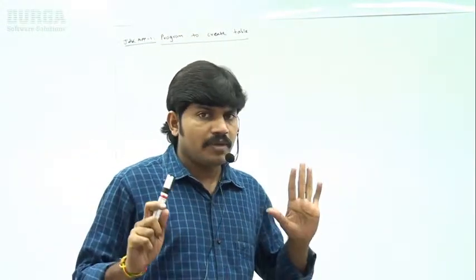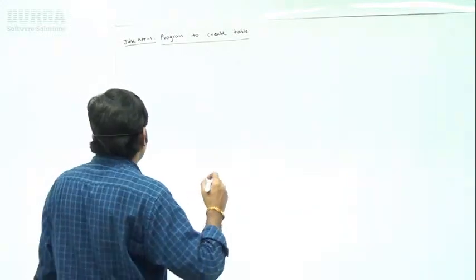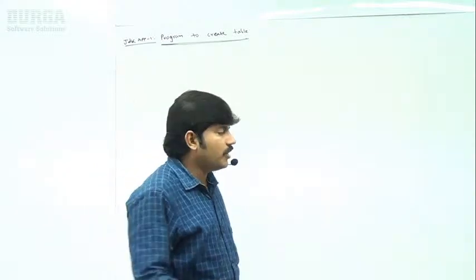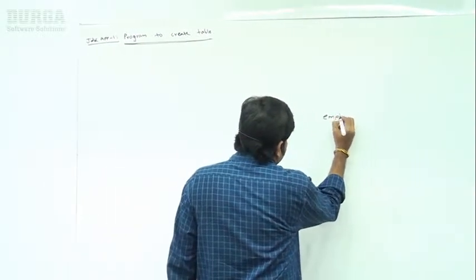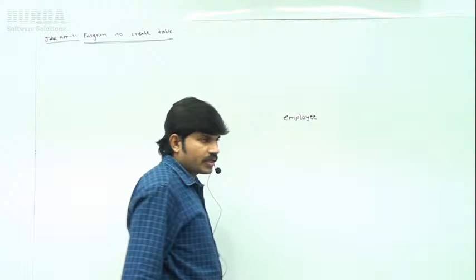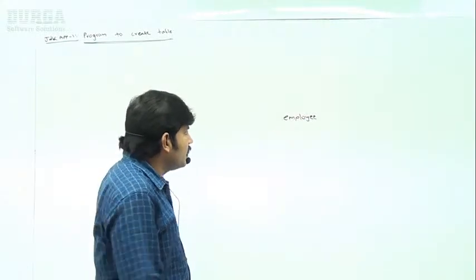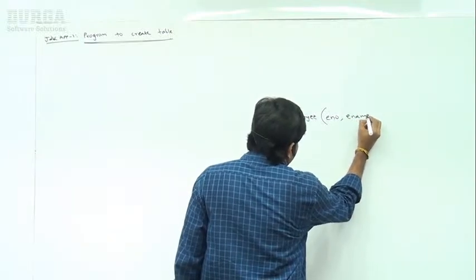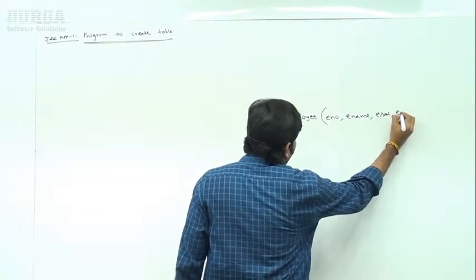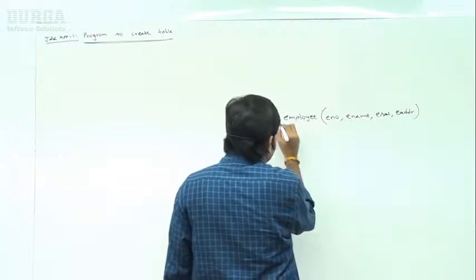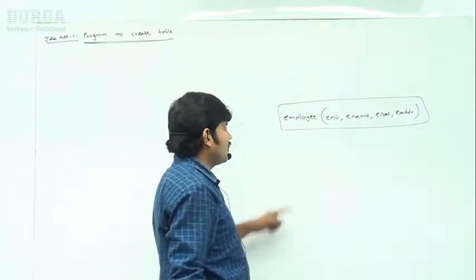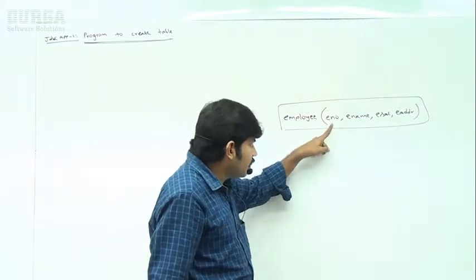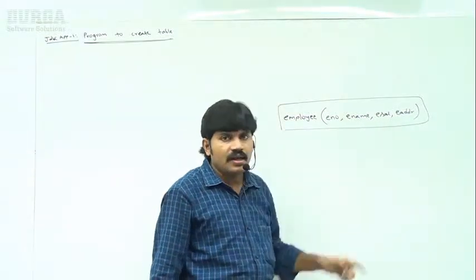Now my first JDBC program: a program to create a table. I want to create one table named employee. This employee table contains employee number, employee name, employee salary, and employee address. This is the schema of the table. The name of the table is employee, and 4 columns are available: employee number, employee name, employee salary, and employee address.